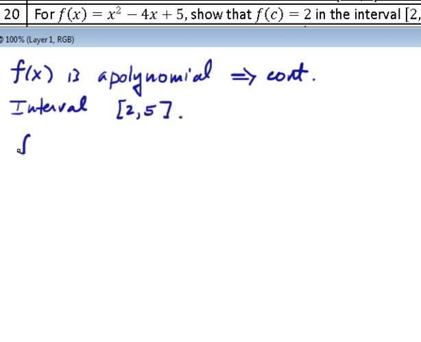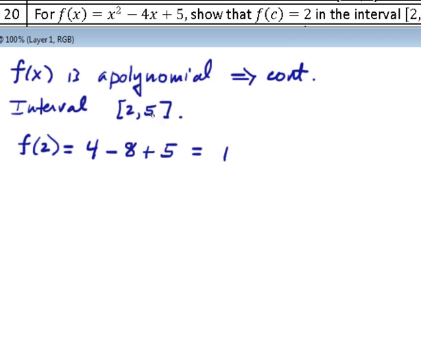So let's look at where f starts out at 2. What's the value of f? So that would be 4. Substituting in, we have 4. Minus 4 times 2 is 8. Plus 5. That's minus 4 plus 5. That's 1.